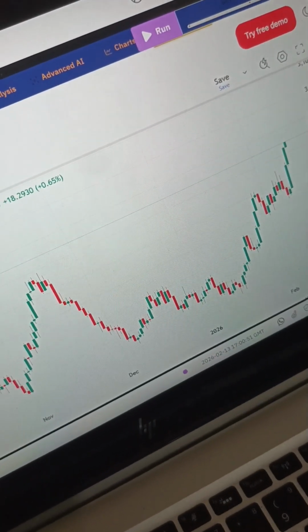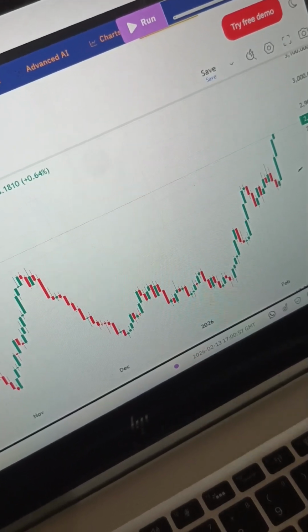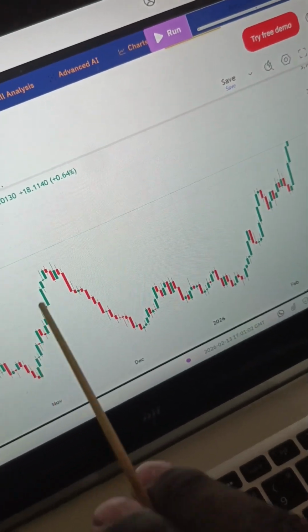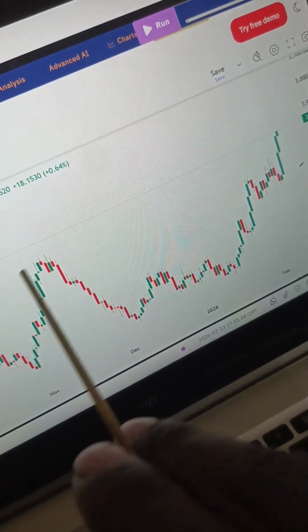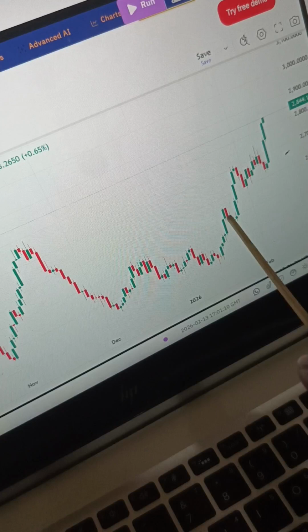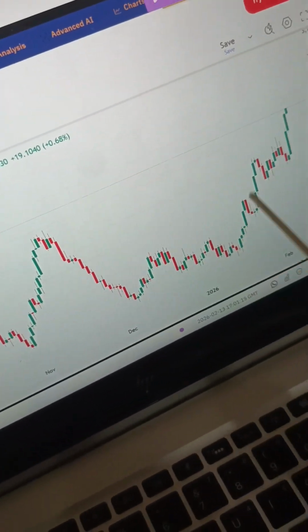Okay, so an uptrend happens when price keeps making higher highs and higher lows. So an uptrend happens when price keeps making higher highs like here. It made a higher high, and in a place like here it made a higher low. It still went high, but not as high as this. So higher highs and higher lows.